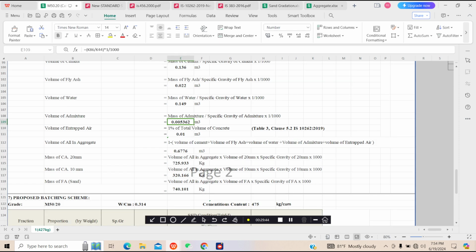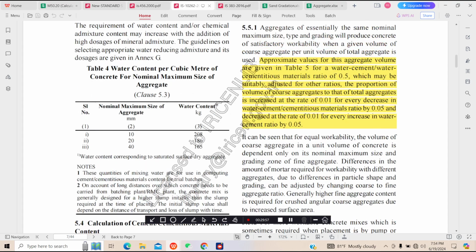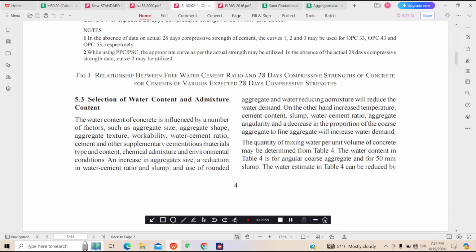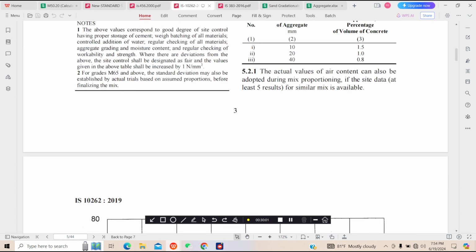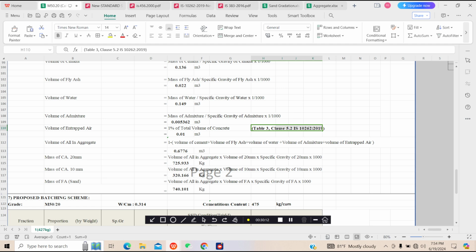And the volume of entrapped air, that we can see is 1% of the total volume of concrete. This we will see from Table 3, clause 5.2. Yeah, here. The maximum size of aggregate we are using is 20. So for 20, the entrapped air percentage is 1. So from here, I have taken 1%.